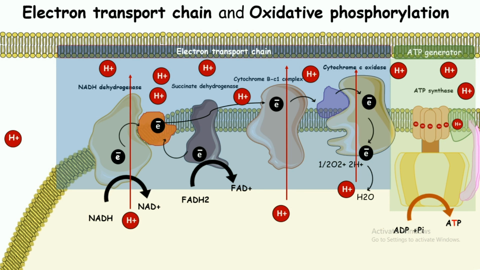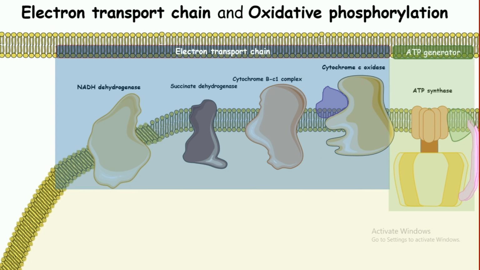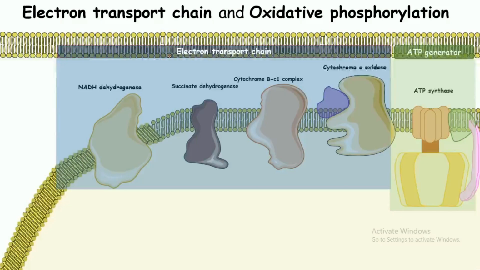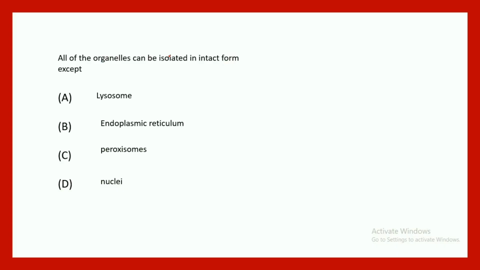And point to be noted, cytochrome C is a mobile electron carrier between complex 3 and complex 4. So it is not an integral subunit of complex 4. So that is why the previous answer, option C, would be incorrect. So this is not true, right? So let's move on and try to understand the next question.